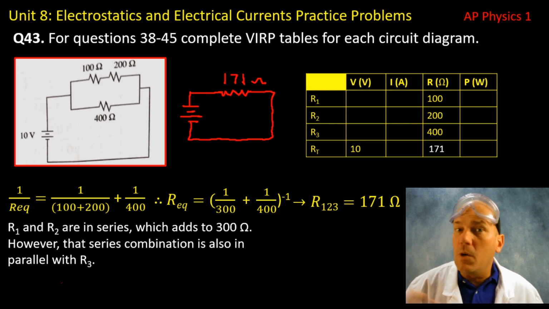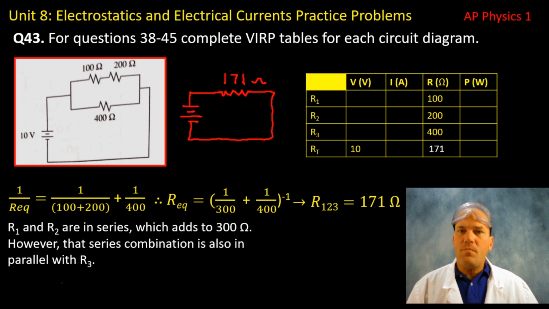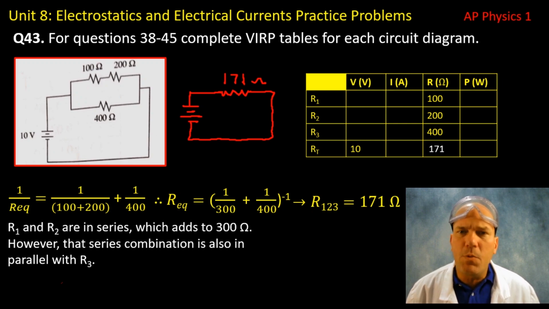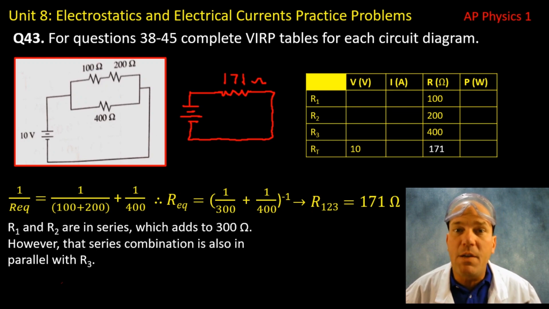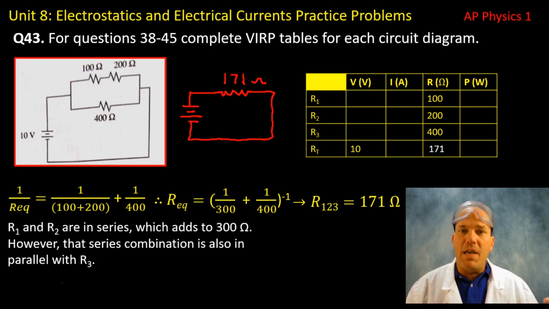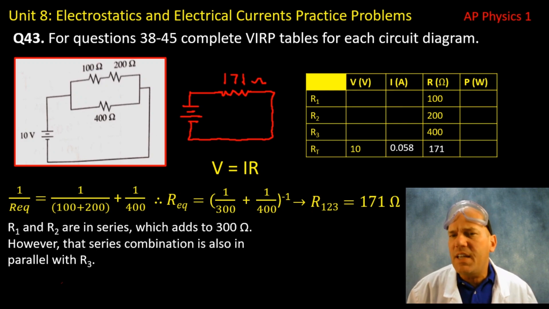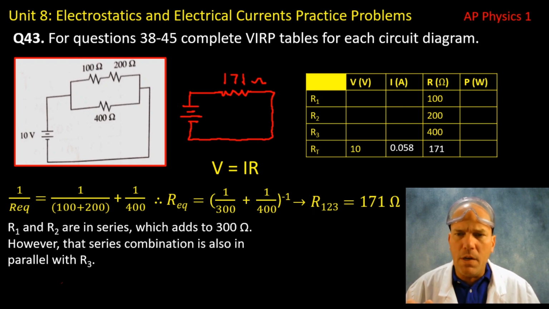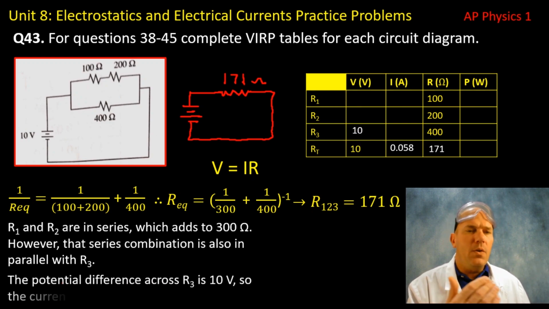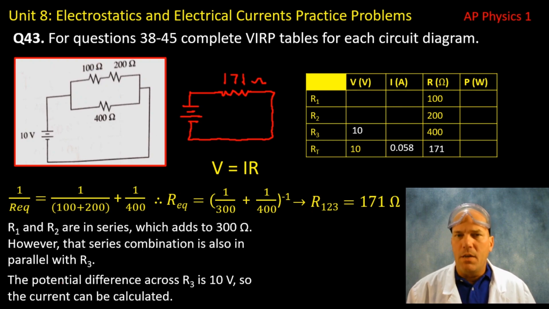This can be redrawn once again to show if all three of these resistors were removed and replaced with one resistor of 171 ohms, it would have the same resistance overall for the circuit. Next, we have 2 out of the 3 variables for Ohm's law, so you can easily calculate the total current to be 0.058 amps.